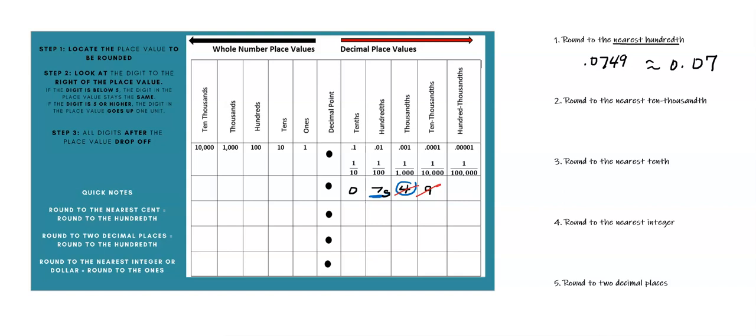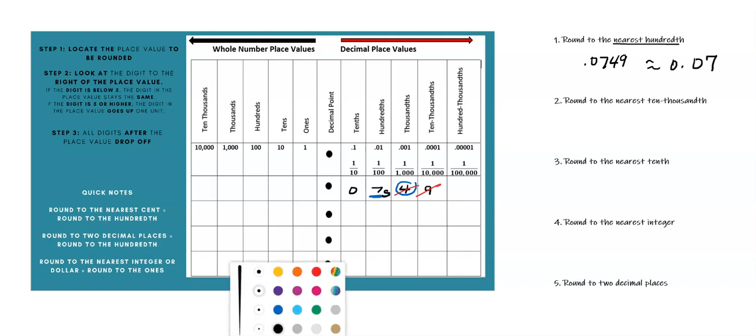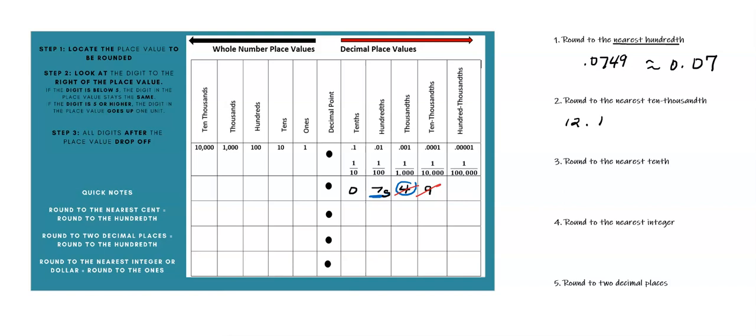And one thing to remember, when you're rounding to a particular place value, that should be the very last digit that you have in that place value, right? There shouldn't be, in this case, any digits after the hundredths place, because I'm rounding to the nearest hundredth. So let's go to our next example. Here's our decimal number that we're going to round.